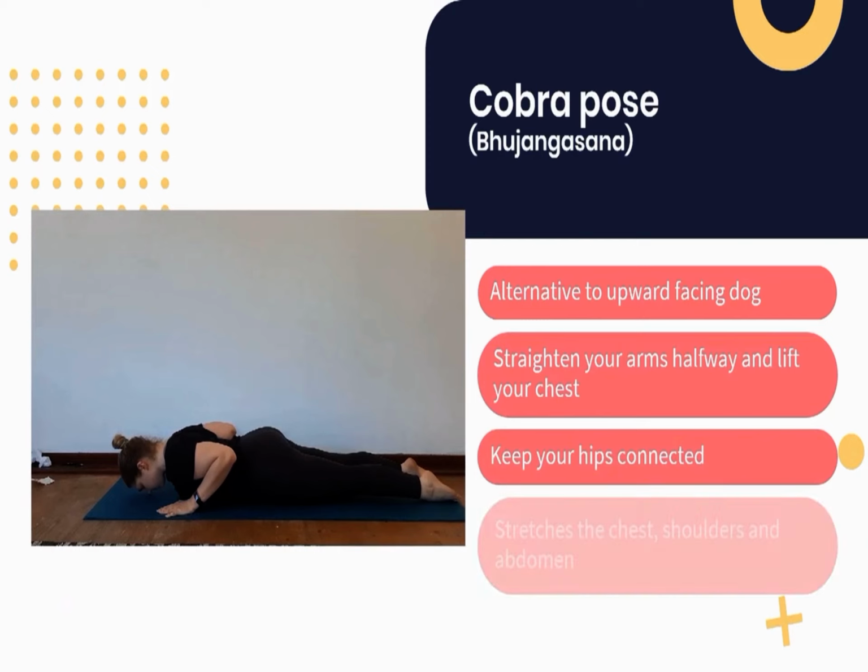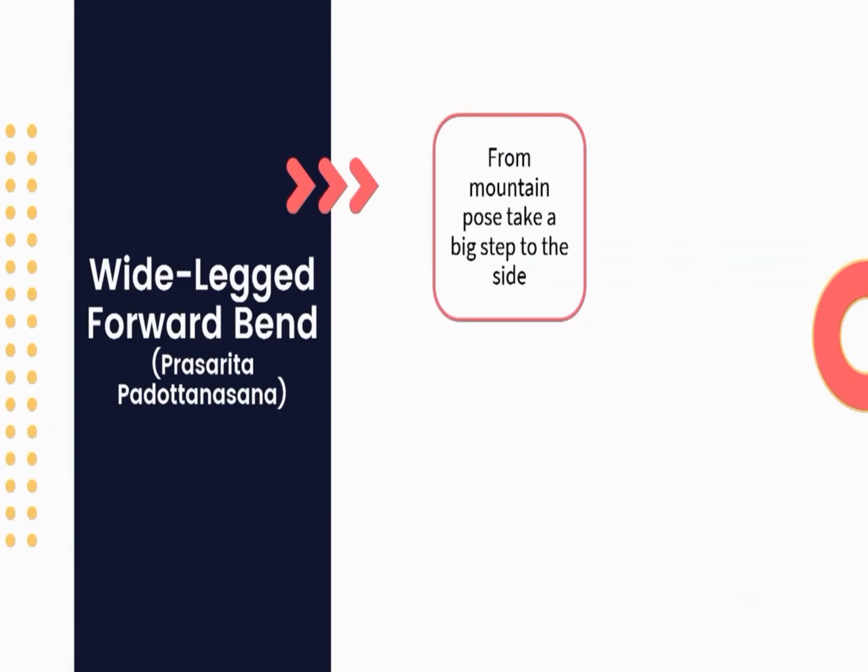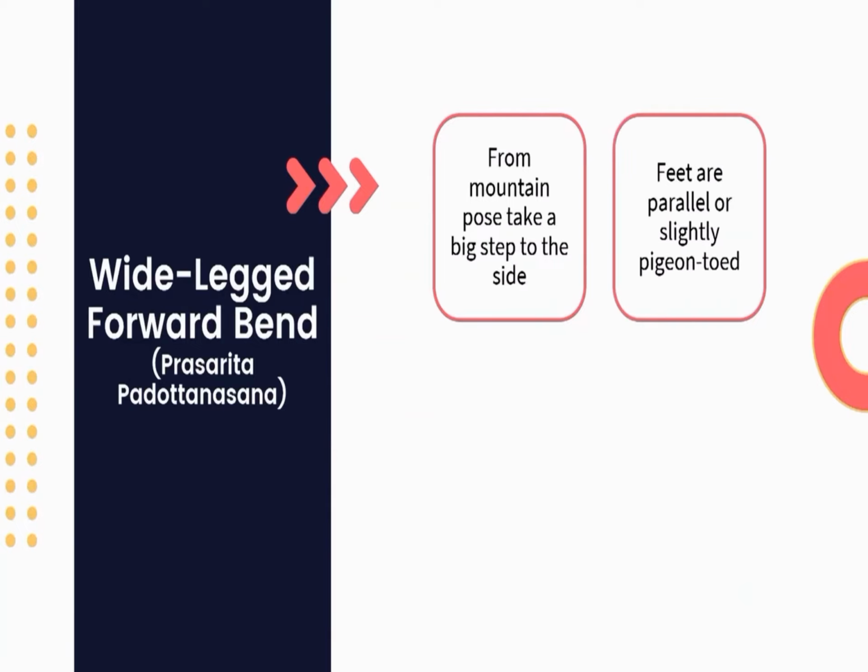Wide-legged forward bend, Prasarita Padottanasana. Stand in your mountain pose with your toes pointing toward the long edge of your mat. Take a big step to the side. Make sure your inner feet are parallel to each other or slightly pigeon-toed. Fold forward from your hips and allow your hands to reach towards the mat. Remember to lift your inner ankles and press the outer edges of your feet into the mat.